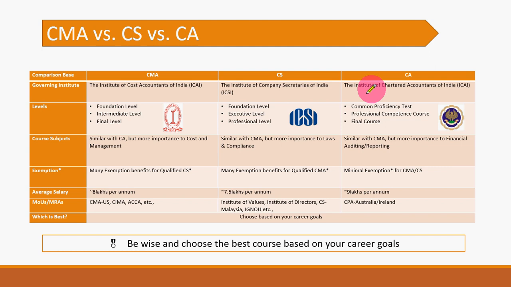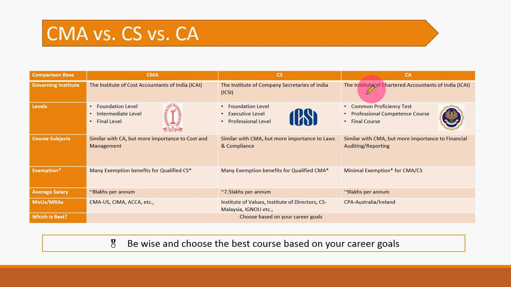CMA is the Institute of Cost Accountants of India, which is going to be ICMAI, the Institute of Cost and Management Accountants of India, in the near future. We have CS, which is ICSI, the Institute of Company Secretaries of India. We have Chartered Accountants, the Institute of Chartered Accountants of India. These are the governing institutes which govern these courses. Remember, all these courses are enacted by the Parliament of India.